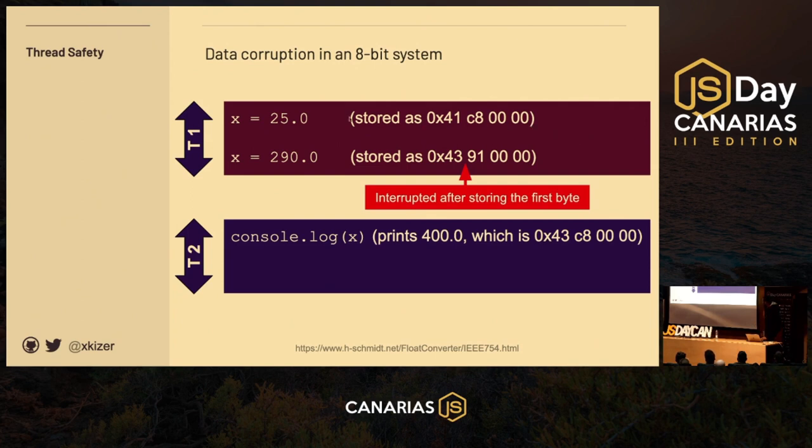And then we reassign this variable. Of course, we may do some calculations, and the result of the calculations is 290.0, and we reassign it to this x. But after storing the first byte, something happened, and this thread was suspended. And at that particular time, the second thread tries to read this variable. What the second thread is going to see is this, because this has been written, but this has not been written. So for the three other bytes, it's going to see this. So the result is going to be this, and we are going to get a very strange number.